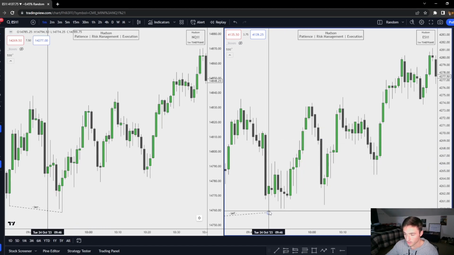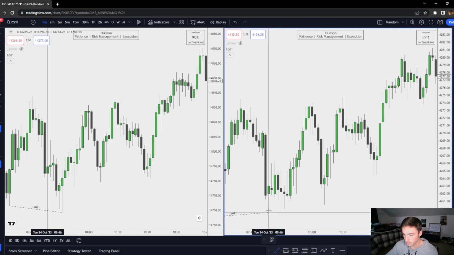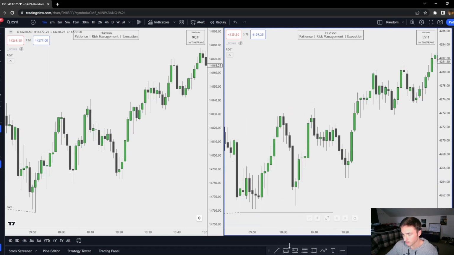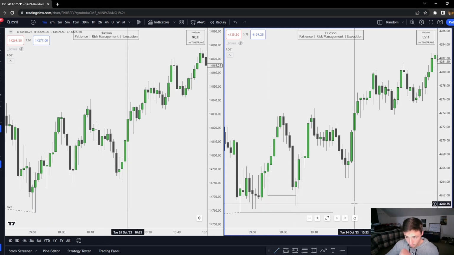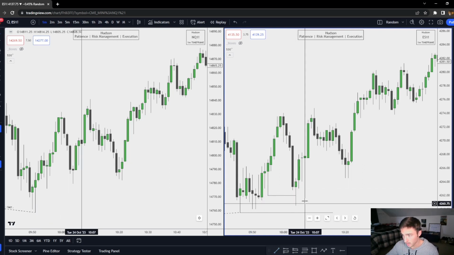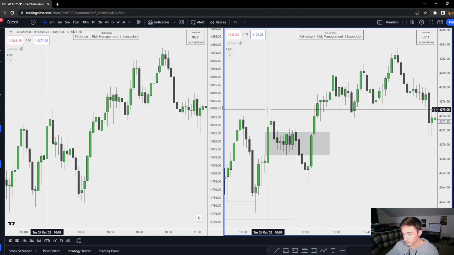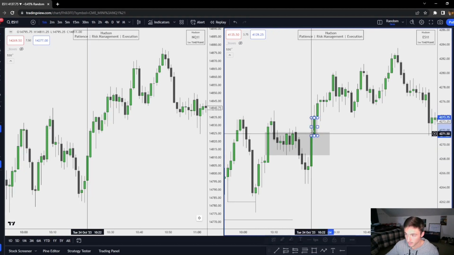So under that SMT divergence right here, your stop should be below there. But if you get stopped out, what you can see is internal being swept here, displacement higher. You can take entry here, or whenever we break above this high, take your entry up here.